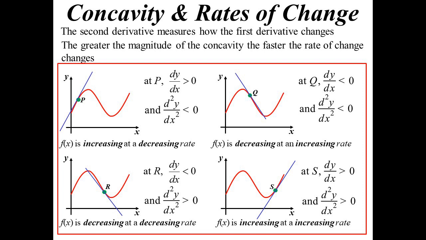That, I guess, is similar to what we talked about with acceleration. What we said was when the acceleration is in the same direction as the velocity, we get faster, so an increasing rate. When acceleration was in the opposite direction to velocity, we slowed down, so a decreasing rate.